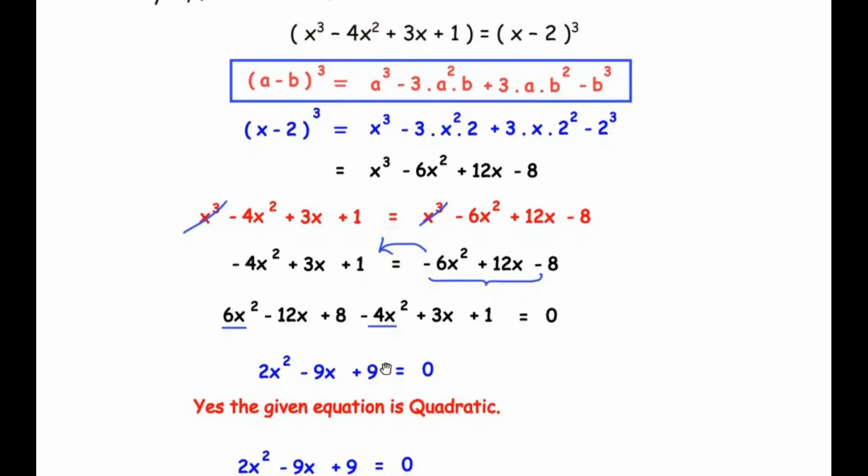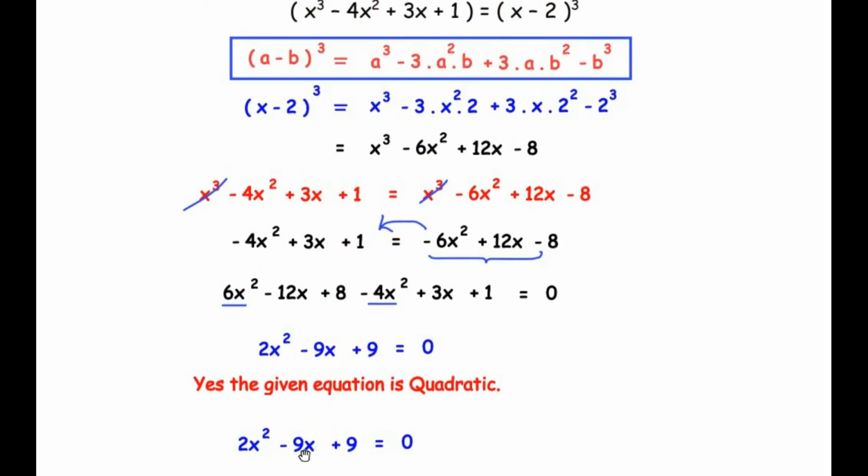So let us reconsider this equation here. So 2x square minus 9x plus 9 equal to 0. Now we are going to factorize this equation. That is, we are going to multiply 2 with 9. So that is going to give us 18. And we have to find the factors of 18 in such a way that when you multiply them you should get positive 18. And when you add them you should get negative 9.